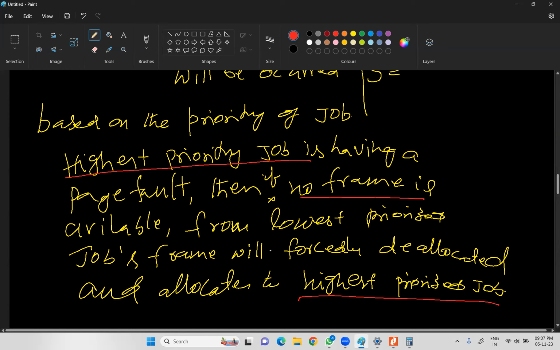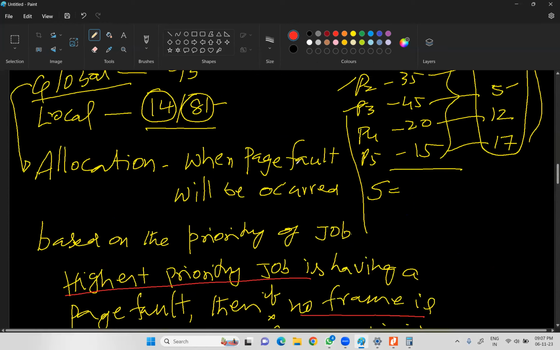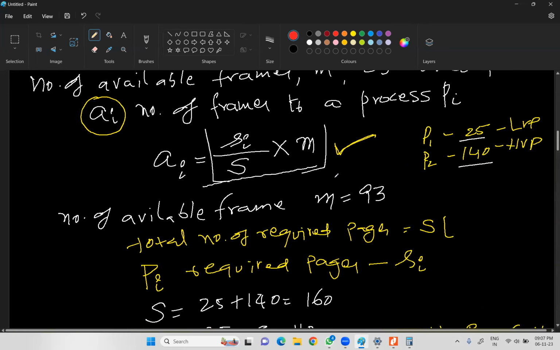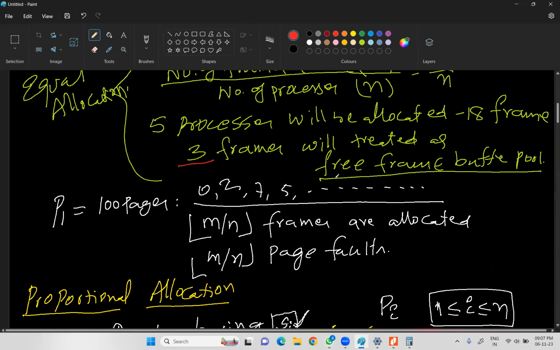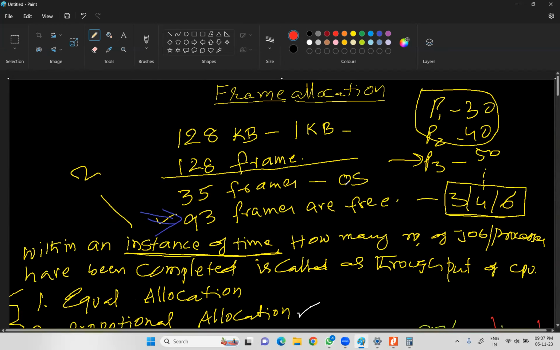So in this way, the allocations are made available. These are the different kinds of frame allocation algorithms available, and this will be asked to you for 7 marks.